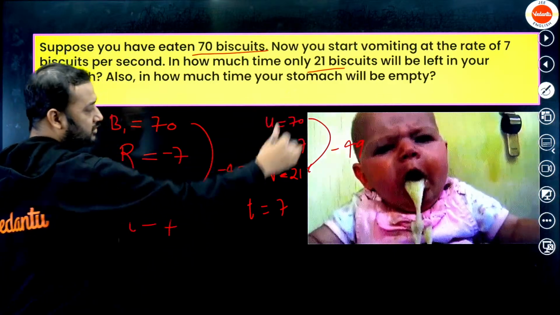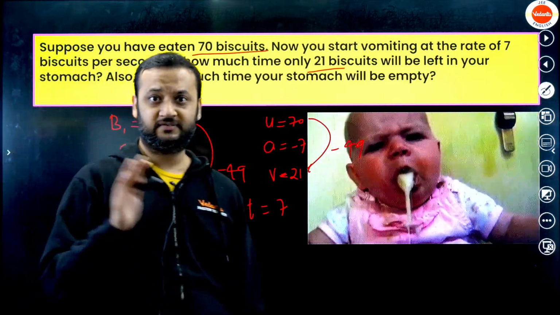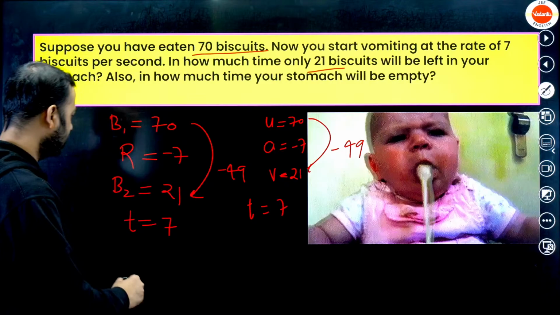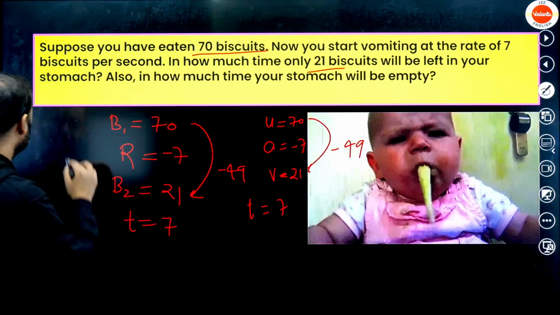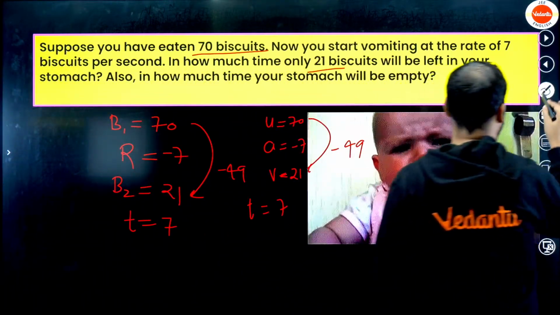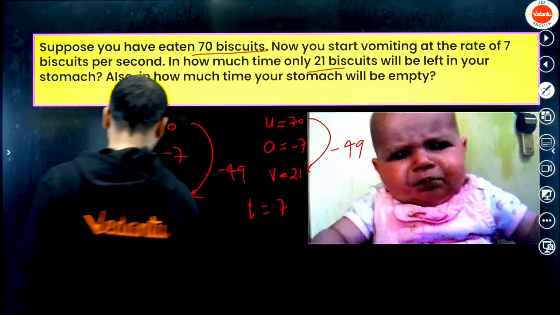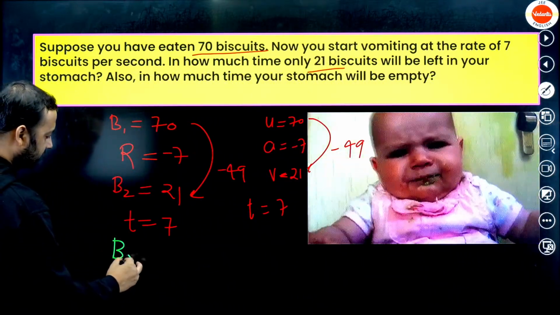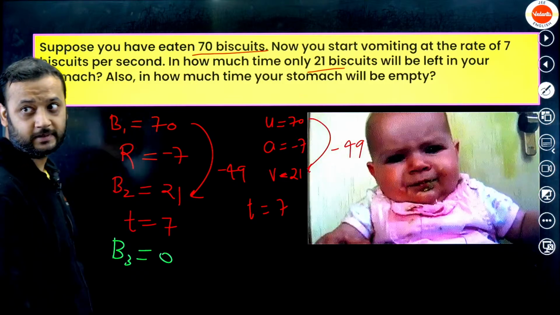In how much time will the stomach be empty? So stomach empty means final biscuits have become 0. So let us say B3. Let me change the color, let me take green color. So B3 has become 0, because the stomach has become empty.